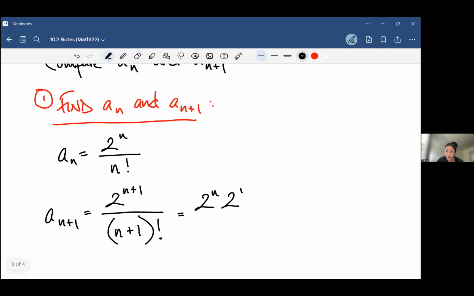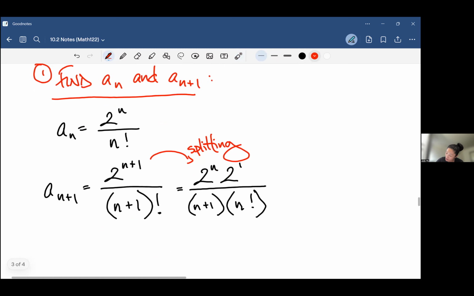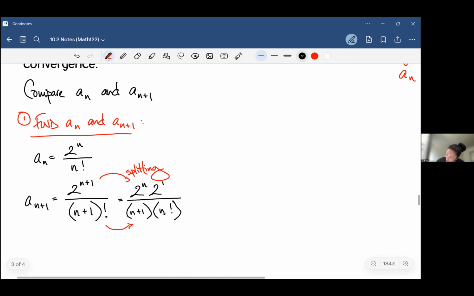The other thing I want us to do is take this n plus 1 factorial on the bottom, and split it the way we did in that first video for this section, where we turn it into n plus 1 times n factorial. So we are splitting our numerator, and we're also splitting our denominator. Again, it's going to make sense in this next step when we actually compare them. So step 1, find your a sub n and your a sub n plus 1.